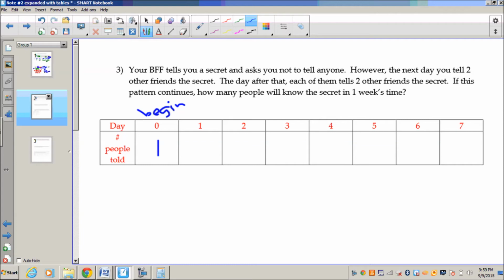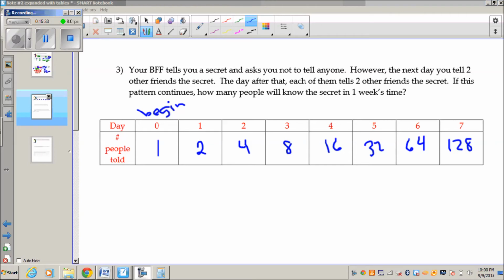On the next day, you tell 2 friends. So this is going to be 1 times 2, which is 2. Then on the next day, each of these 2 friends tells 2 friends. So 2 times 2 is 4. On the third day, each of those 4 friends tell 2 friends. Times 2 is 8, and so on. 8 times 2, 16 times 2 is 32. 32 times 2 is 64. 64 times 2 is 128.